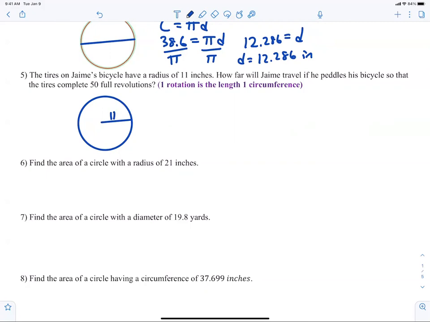Is a revolution 1 rotation? Yep. So what do I need to do? Find the circumference. How do I do that? Pi times 11. Pi times 22. Circumference equals pi times 22, which is approximately 69.115. And that would be how many units? Inches. Right? Okay, so now what?